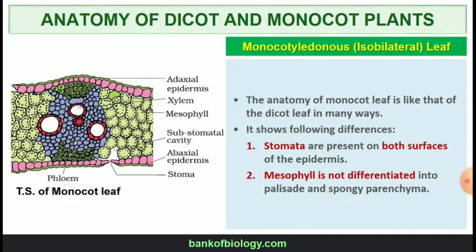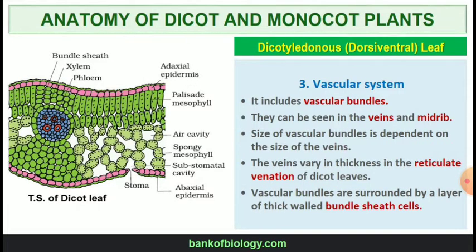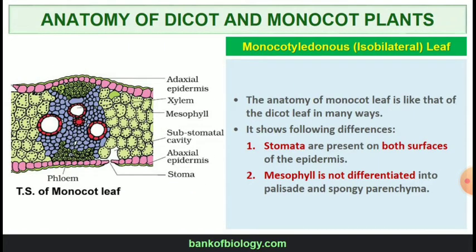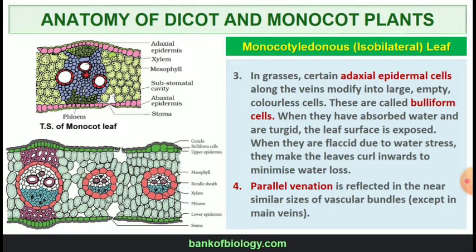Coming to the monocotyledon leaf, the anatomy of the monocot leaf is like that of the dicot leaf in many ways. It is showing stomata and mesophyll. The difference is that here the stomata are present on both surfaces of the epidermis, whereas in the dicot they are present only on the lower surface. Here the mesophyll is not differentiated into palisade and spongy parenchyma. All are the same type of parenchyma.